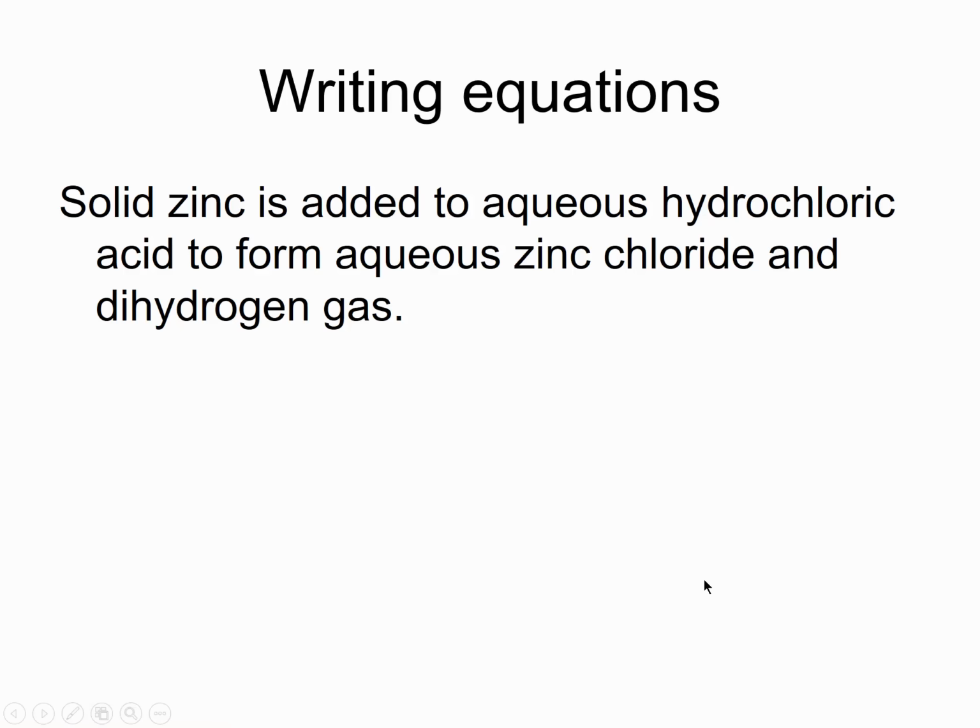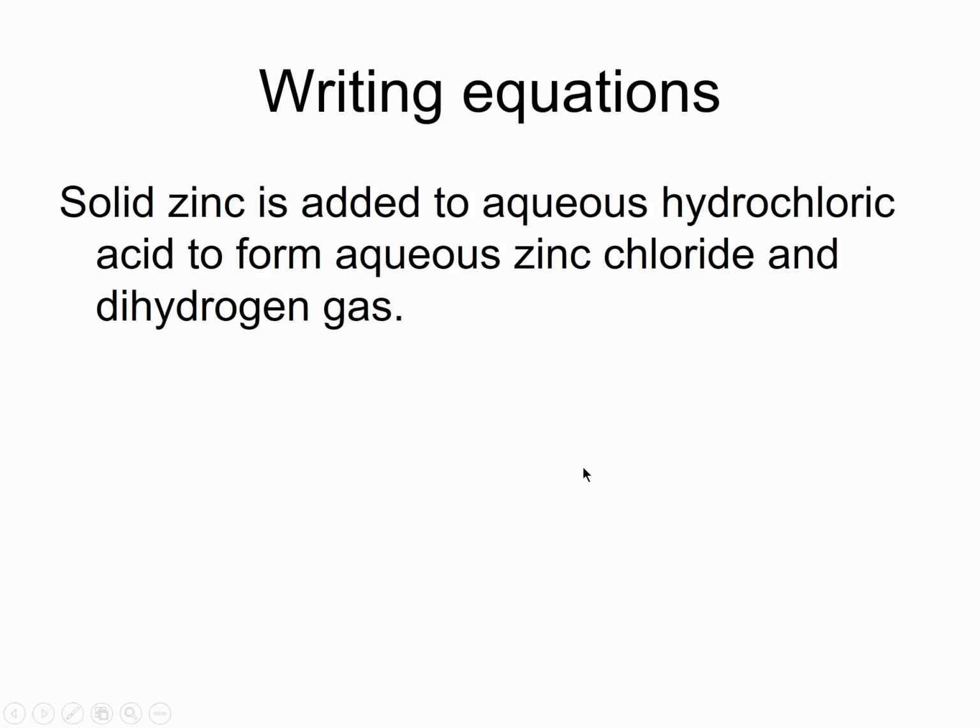In this video, we're going to learn how to write equations using words, or actually either writing an equation using words or using words to write chemical equations. So by the end of this video, we'll be able to take this sentence, solid zinc is added to aqueous hydrochloric acid to form aqueous zinc chloride and dihydrogen gas. So we're going to translate that and write a chemical equation.